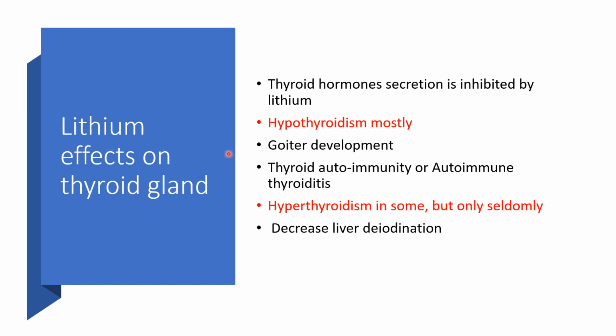Lithium effects on thyroid gland. Thyroid hormone secretion will be inhibited by lithium, leading us to hypothyroidism most of the time. There might be goiter development, and also thyroid autoimmunity or autoimmune thyroiditis might come after the use of lithium. Hyperthyroidism might be the case in some, but not very often or common, only seldomly. And there will likely be decreased liver deiodination.